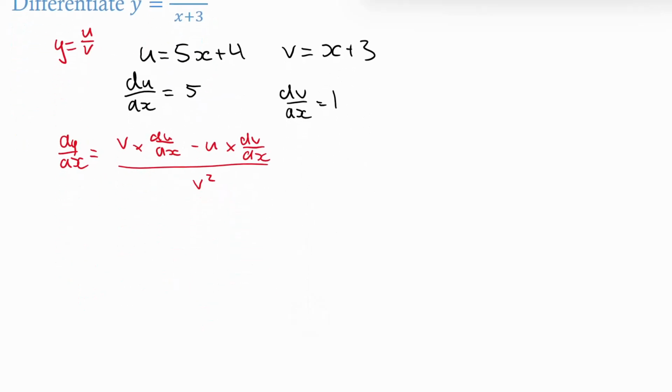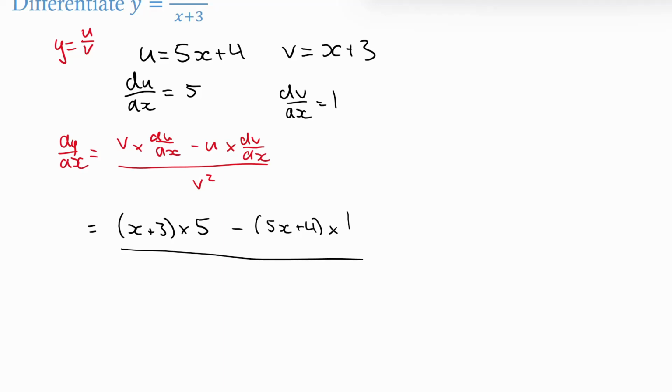Okay, so we're going to substitute these in. So v was x plus 3. We're going to times it by du over dx, which was 5. Now we've got our 5x plus 4. I'm going to times that by our dv over dx, which was 1. And now this is all going to be over v squared, which was x plus 3 squared.